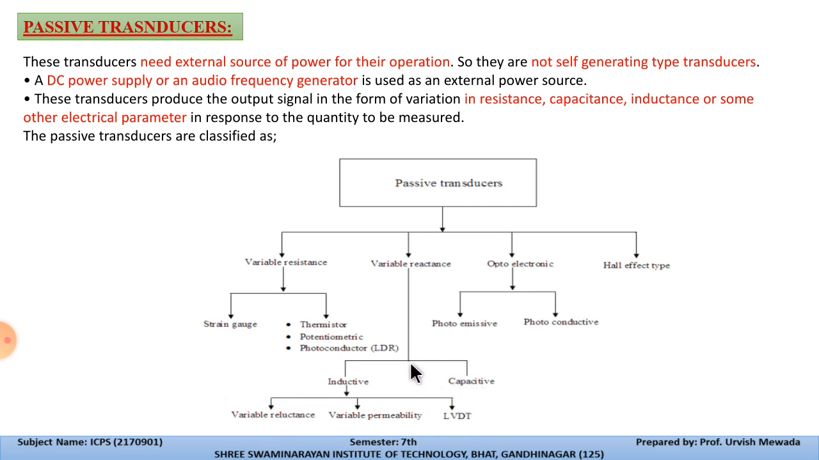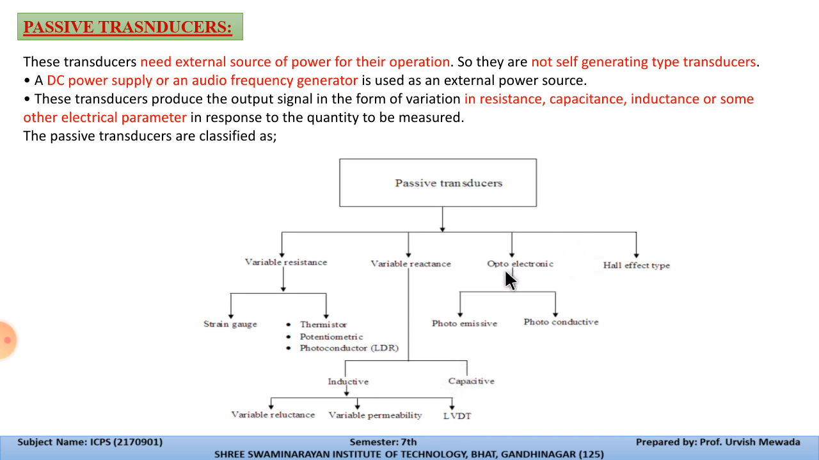Now the second point of this variable reactance is the capacitive transducer. Generally we use a capacitive transducer for displacement measurement and level measurement. If we use the principle of capacitance, generally capacitance depends upon the distance between two plates, the area of the plates, and the dielectric medium which is present in the capacitor. So we use that principle to measure the physical quantity.